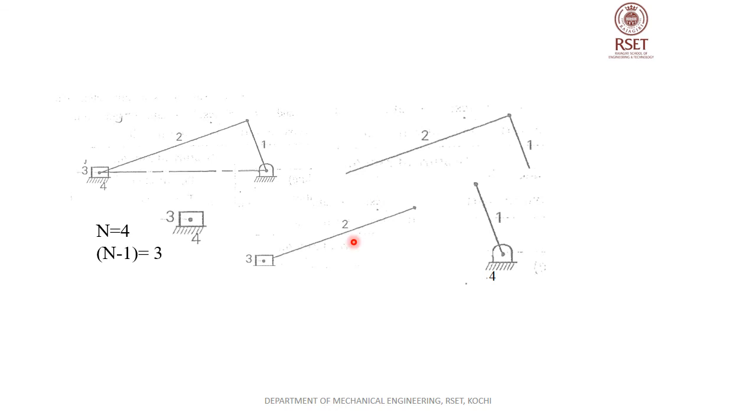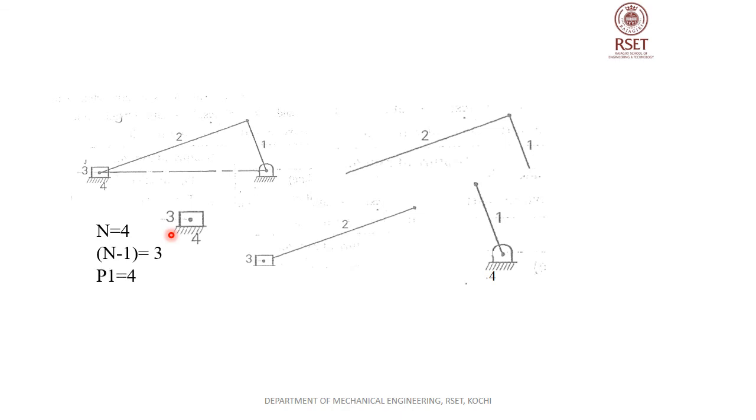So there are 4 kinematic pairs, that is 3-4, 3-2, 2-1, 1-4. 4 kinematic pairs in this mechanism, and all these 4 kinematic pairs have a single degree of freedom. There is no kinematic pair with 2 degrees of freedom in this mechanism.